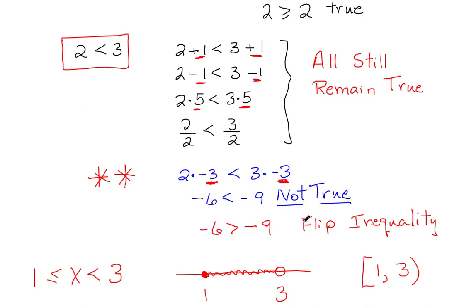If we multiply or divide by a negative, the inequality points the other direction. I can add and subtract negatives and there will be no change. It's only, and again, only if you multiply or divide by a negative number.